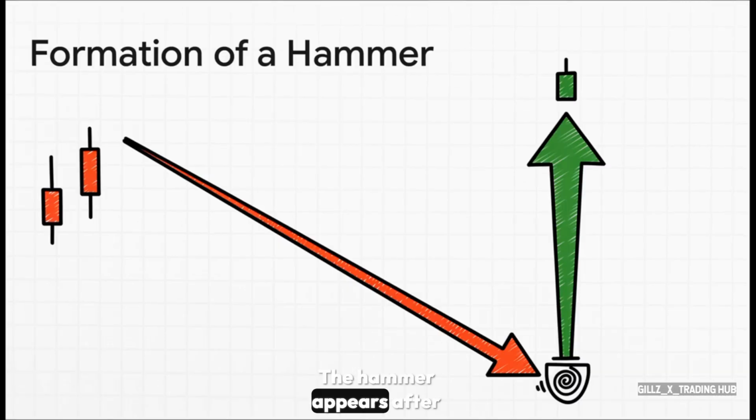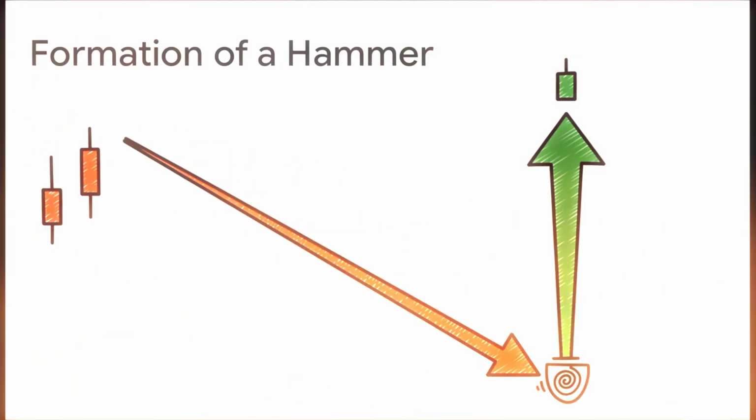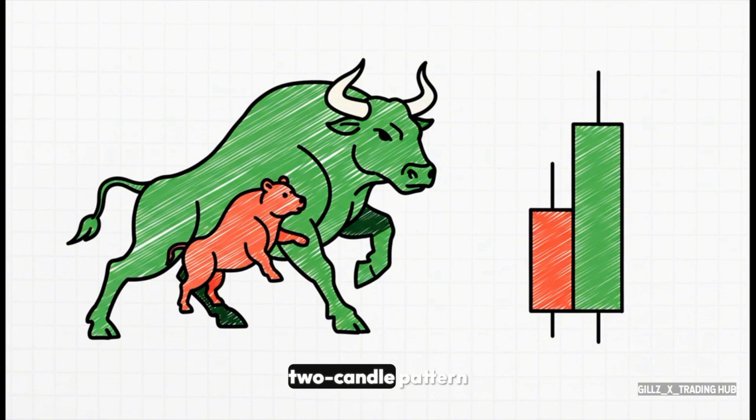The hammer appears after prices have been falling. Sellers try to just hammer the price way down, and that's what creates that super long lower wick. But then, and this is the important part, the buyers fight back hard and push the price all the way back up. It's a clear rejection of those lower prices. So what does this mean? For a trader, it might be a sign that the sellers are exhausted, and it could be time to look for an entry.